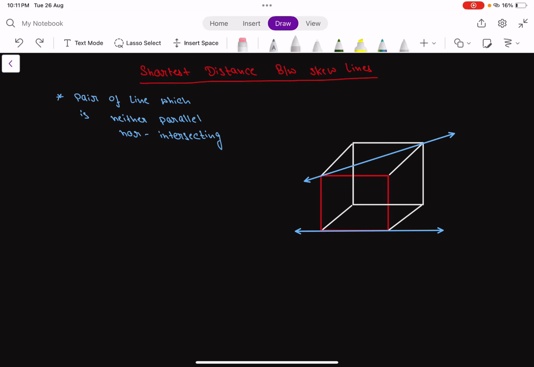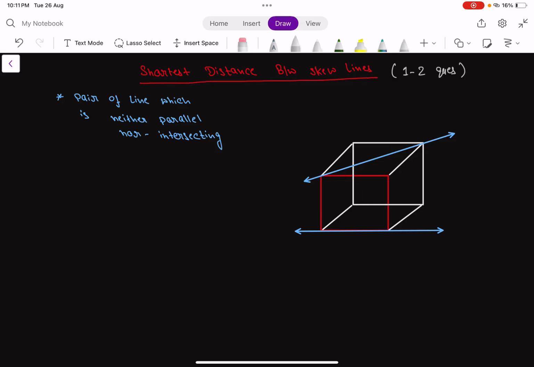Hello students, today we will discuss the shortest distance between skew lines. This is the most important topic for JEE Mains as well as JEE Advanced. As you can easily expect, 1 to 2 questions come in JEE Mains as well as JEE Advanced. So before talking about JEE Advanced, let me first explain the skew lines.